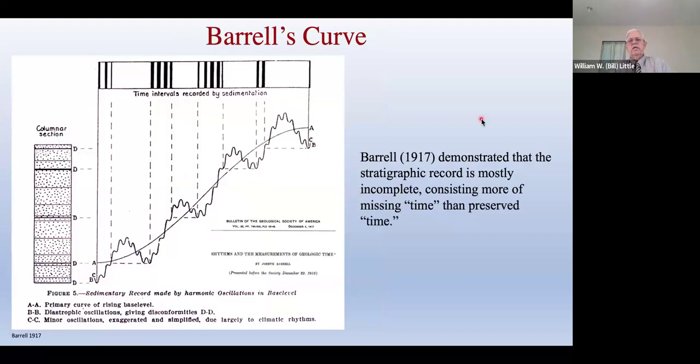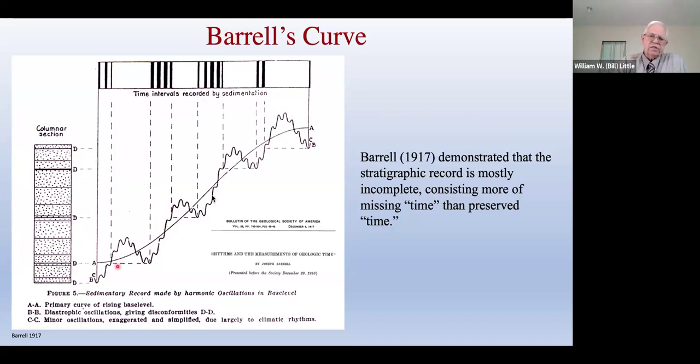Okay, so to get a little bit more into the focus of the topic, this idea actually goes back quite some time. This is a paper by Barrell in 1917, where, as far as I'm aware, there may be others, but as far as I'm aware, he's the first one to suggest that the stratigraphic record actually is very incomplete. So what he did is he took a stratigraphic column. In this case, it's a hypothetical column, and he's showing the different beds that are stacked on top of one another, the different stratigraphic units.